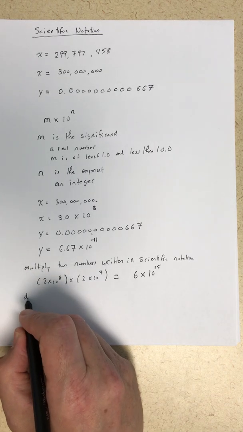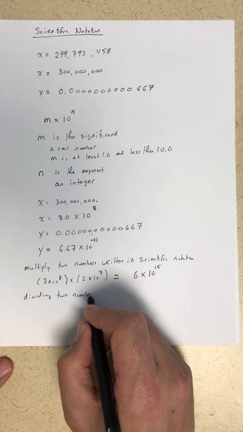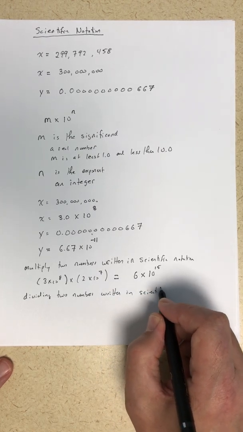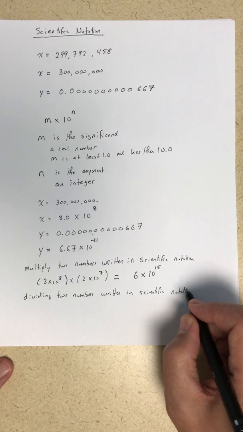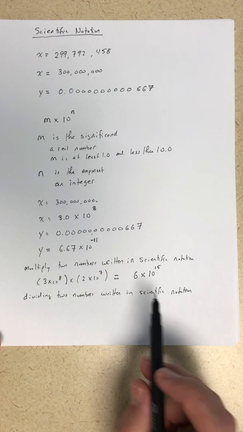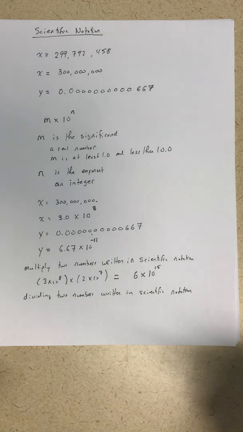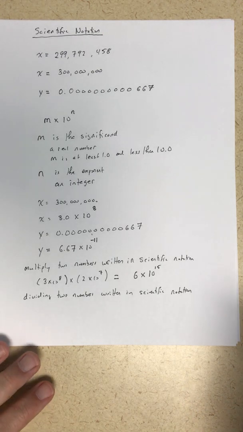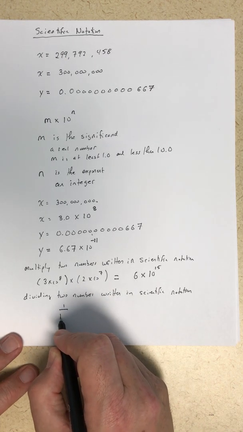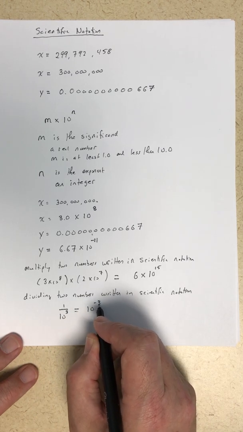Very similar, if I'm dividing two numbers written in scientific notation, it's also going to be a similar pattern. I'm going to divide the significands, and I'm still going to add the exponents. But what you need to remember is that a number like 1 over 10 to the 3 is the same thing as 10 to the minus 3 power.